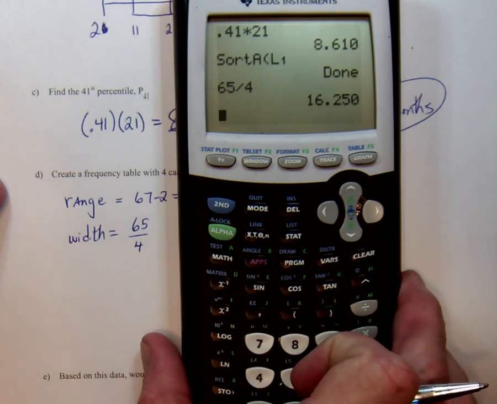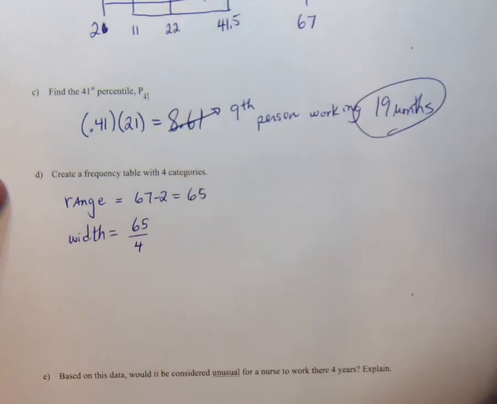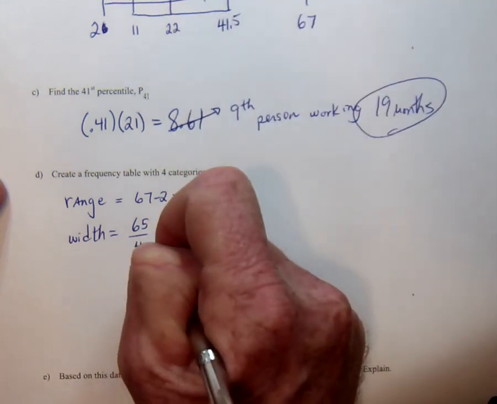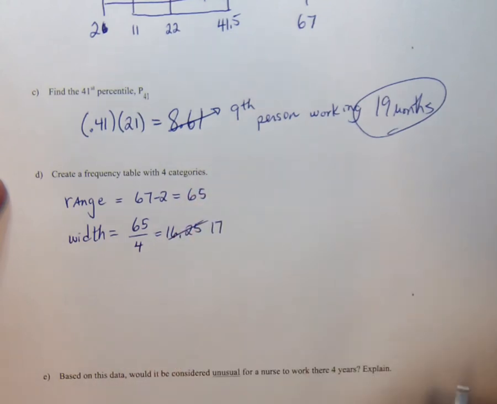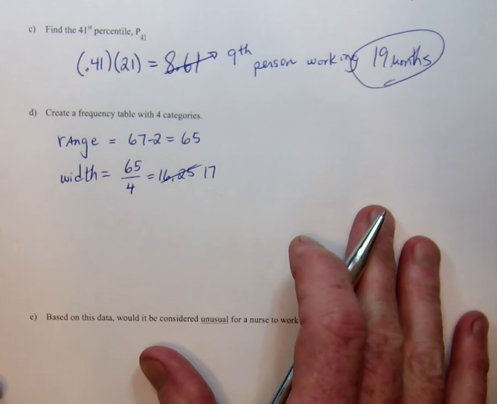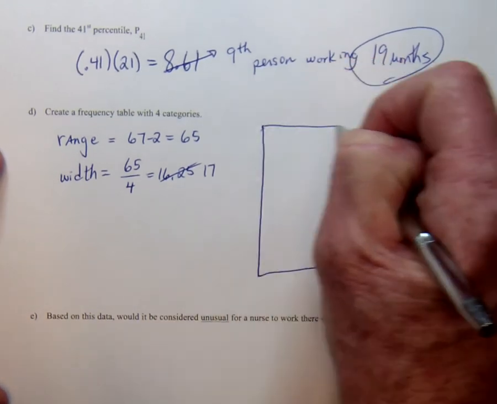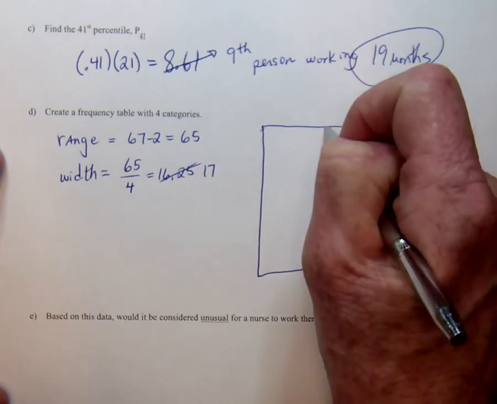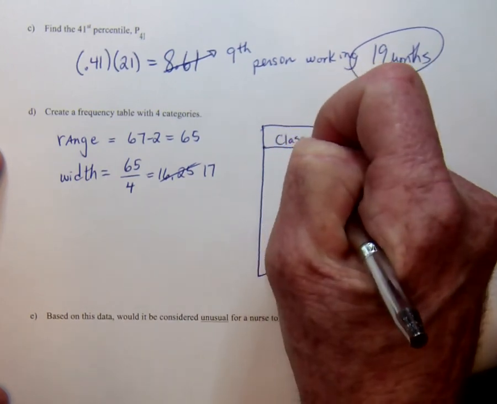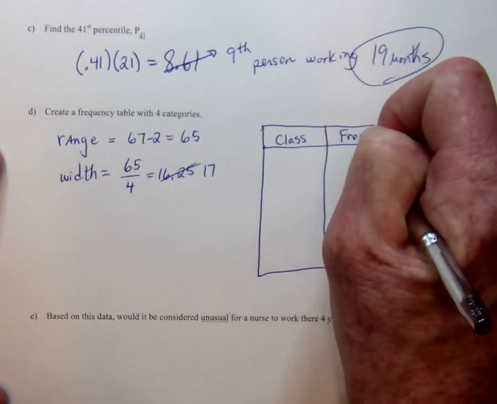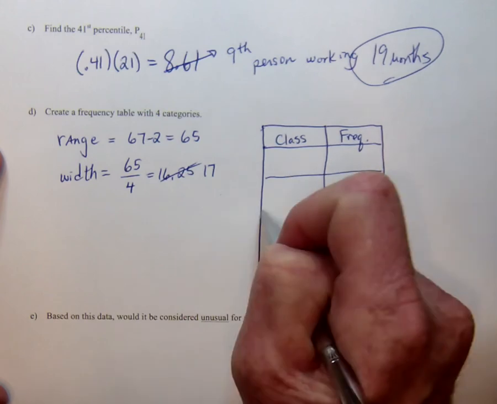16 and a quarter, but I don't feel like working with decimals, so I'm going to round it up to 17. So I would put right here that it's 16.25, but I'm going to round it up to 17. So now what you do is make a little table. And now we need 4 rows.